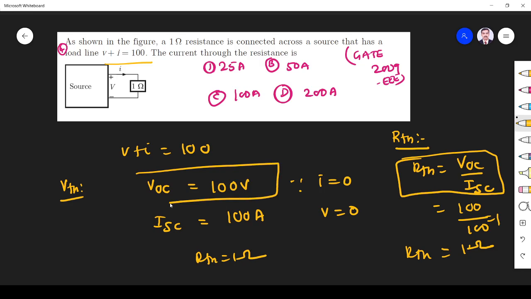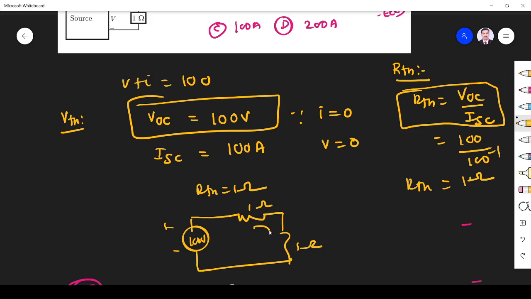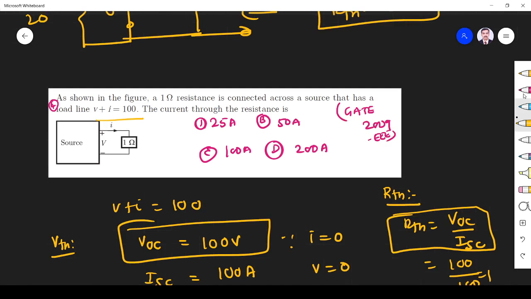V Thevenin is the open circuit voltage, 100 volt. So now the circuit is replaced by V Thevenin 100 volt plus minus R Thevenin 1 ohm, and the load is 1 ohm. What they ask is the current through the 1 ohm resistor. So I is equal to V by R. V is 100, R is 1 plus 1. So 50 ampere. The answer is 50 ampere. Okay, simple problem.